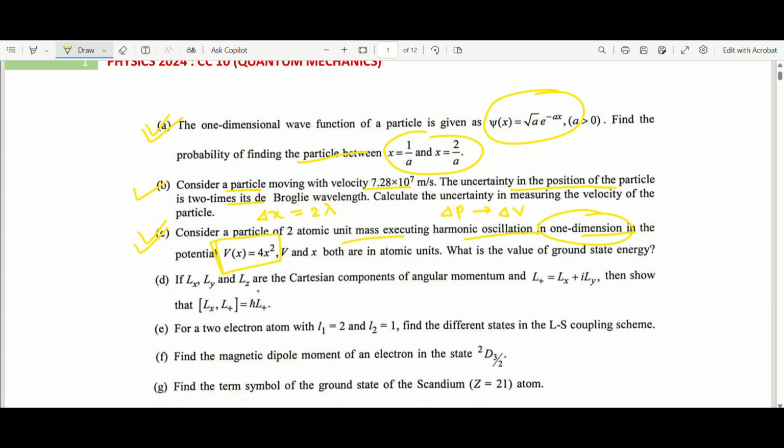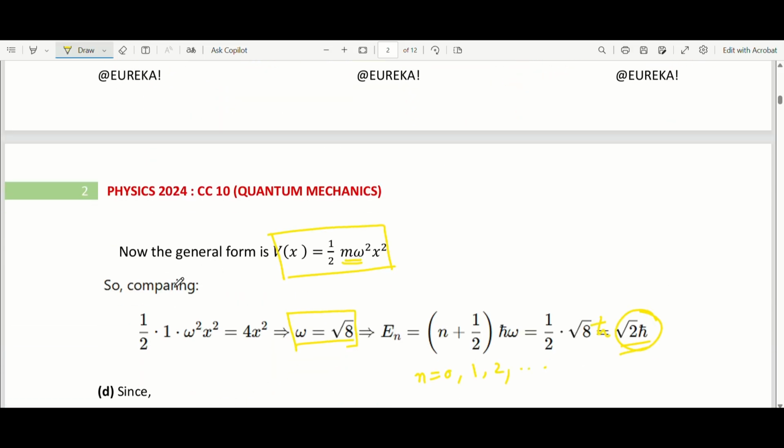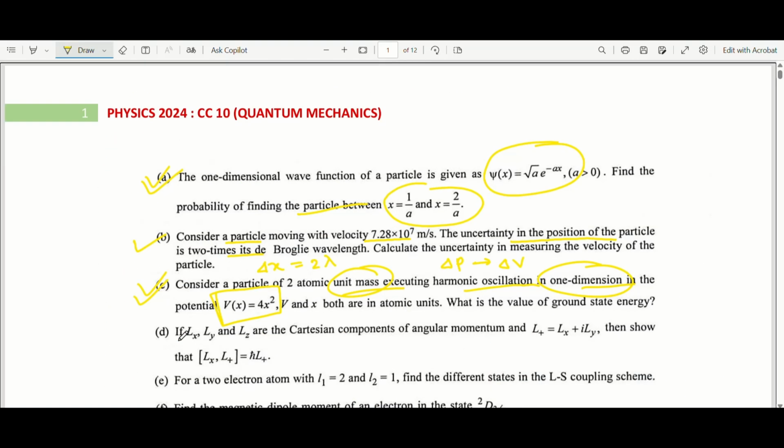Since the unit mass is given here, we put m equals 1. So m equals 1, that's why m equals 1 here. Okay, now move to the next question.